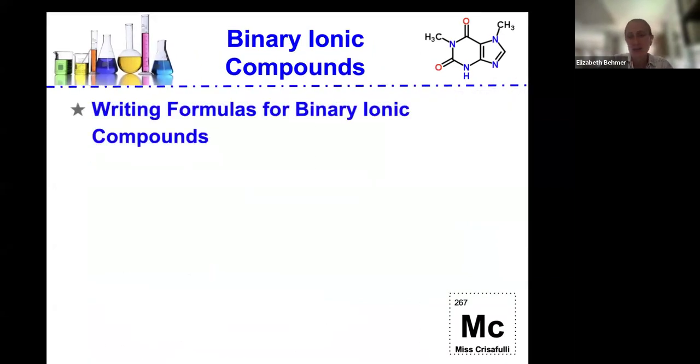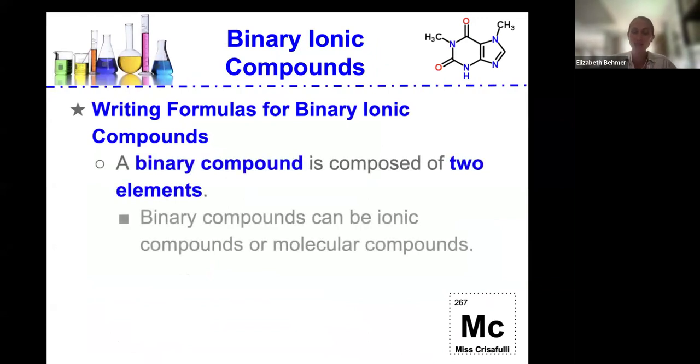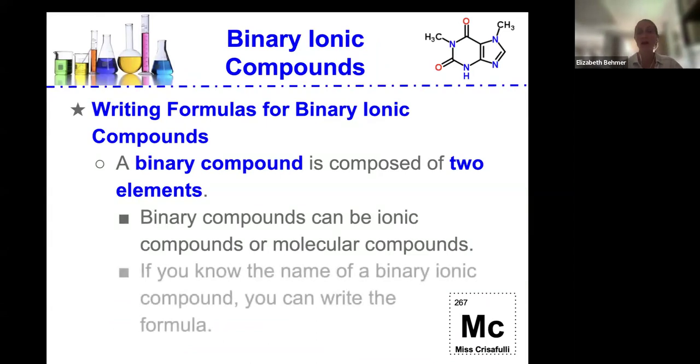So in order to write a formula for a binary ionic compound, first of all, what's a binary compound? It's composed of two elements. A binary compound can be ionic compounds or molecular compounds. And if you know the name of a binary ionic compound, you can write the formula.